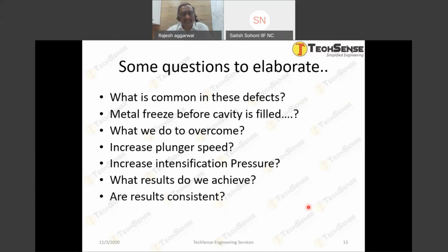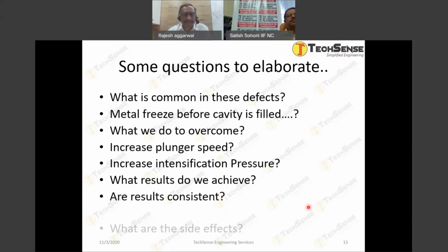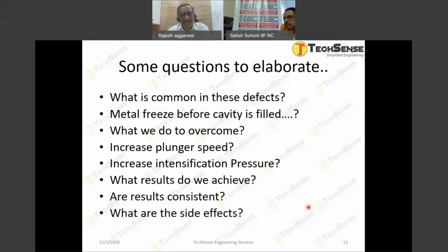But are these results consistent? If we are not acting on the root cause, the results will not be consistent, and the rejection pattern or the rejection graph will keep on moving up and down. What are the side effects? These actions we're talking about always have a side effect on the die as well as on the machine life.